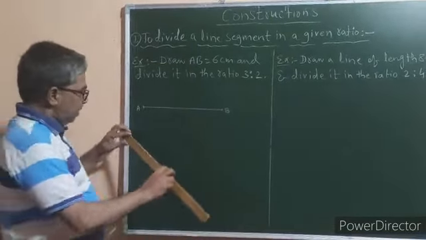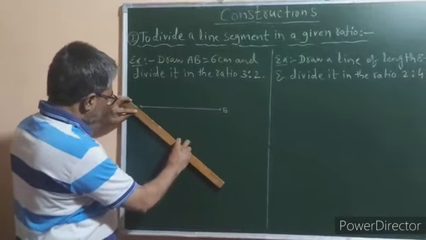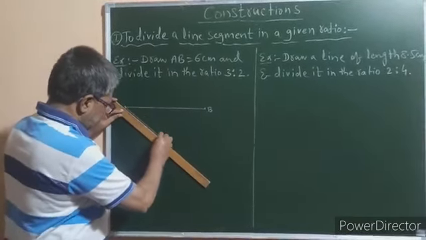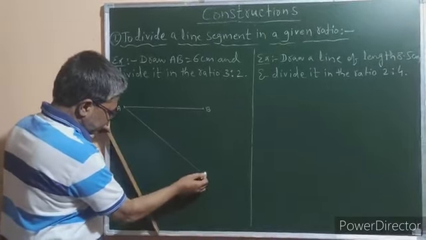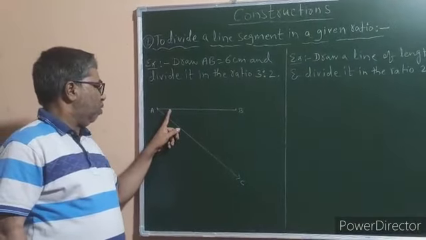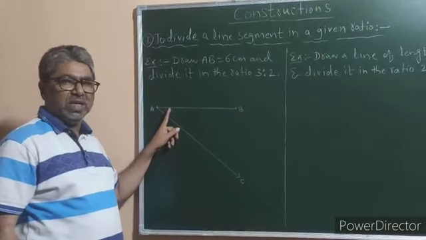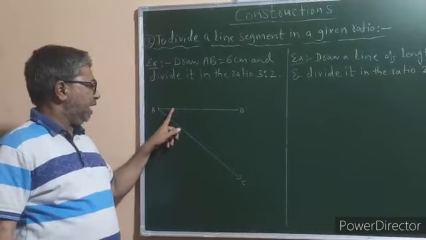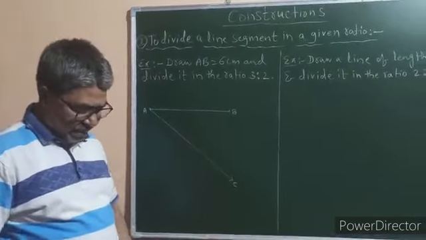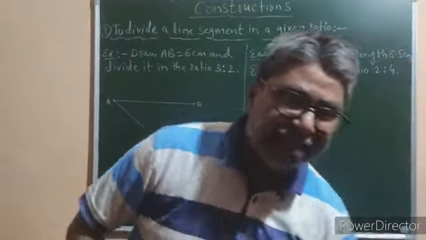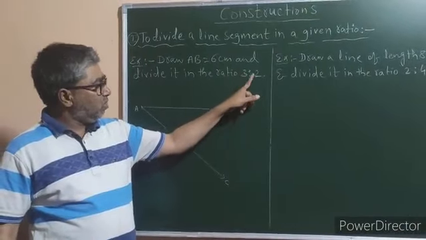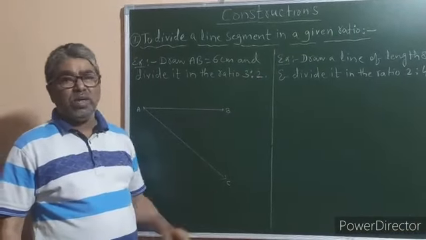Now the second step is, towards down from point A, draw a ray AC making an angle of about 60 or 50 or 40 degrees, or in other words making an acute angle with the given line AB. So this is the second step towards the construction. Now take the sum of the terms of the ratio. 3 plus 2 will be 5.